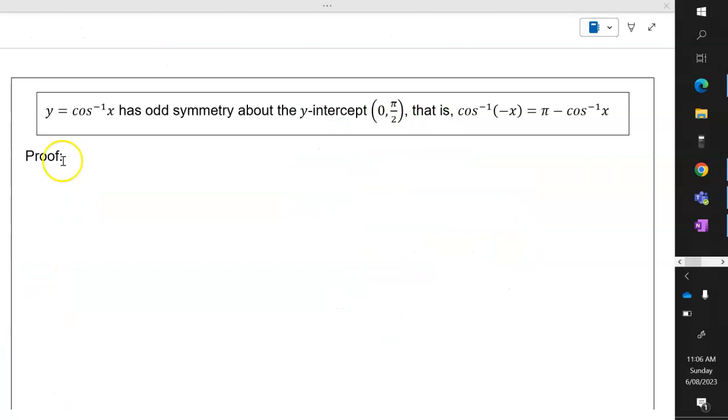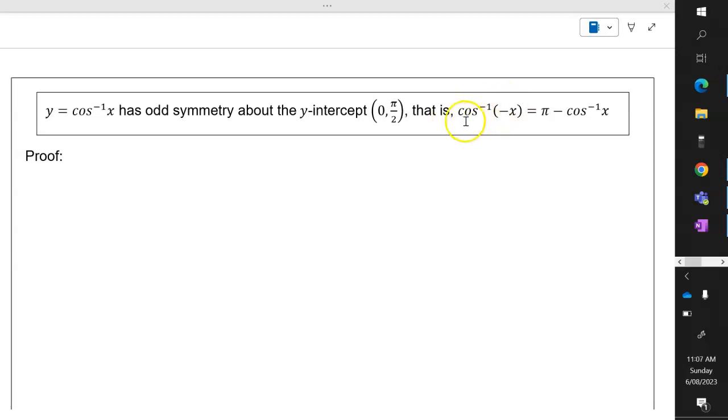Now, we talked a little bit about this in the last lesson. It says y is cos inverse of x has an odd symmetry about the y-intercept. Okay, so we looked at sine and tan inverse being odd, and a definition of an odd function is that it is mirroring or rotating around that 0, 0 origin point. This is happening with this curve, y equals cos inverse of x, but it's happening around the point 0, pi on 2, or where it cuts the y-axis, so it's a little bit different.